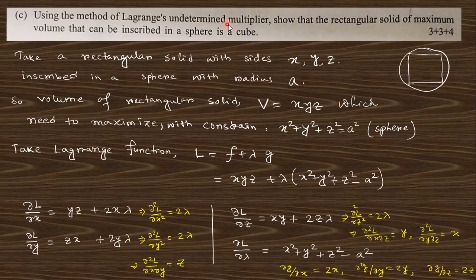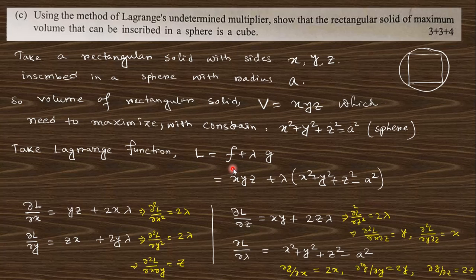Using the method of the Lagrange undetermined multiplier, show that the rectangular solid of maximum volume that can be inscribed in a sphere is a cube. If this is a sphere and there is a rectangular box, the volume will be maximum when this is a cube. That means the sides of the rectangle will all be the same. So at first we take the sides as x, y, z and the radius of the sphere as a. The volume of this rectangular solid will be xyz, and the constraint, that is the sphere, has the equation x squared plus y squared plus z squared equals a squared. This is the equation of the sphere, right?